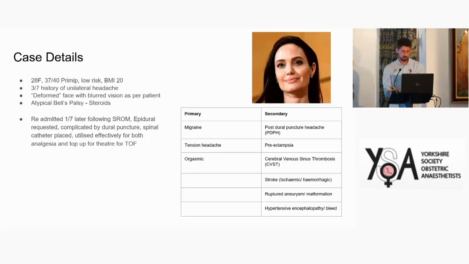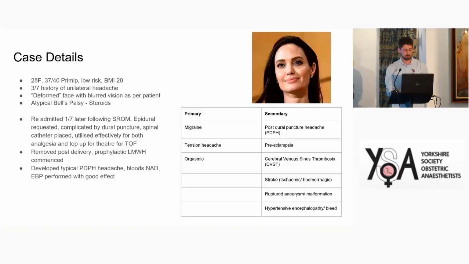So this patient actually came back less than 1 day later with a spontaneous rupture of membranes, not in established labour, offered augmentation, requested an epidural prior to augmentation, which was performed, and complicated by an accidental dural puncture. There was a catheter placed, and it worked very well for analgesia and subsequent anaesthesia for a trial of forceps. And afterwards, the catheter was removed, prophylactic low molecular weight heparin was commenced, and she was sent back to the ward.